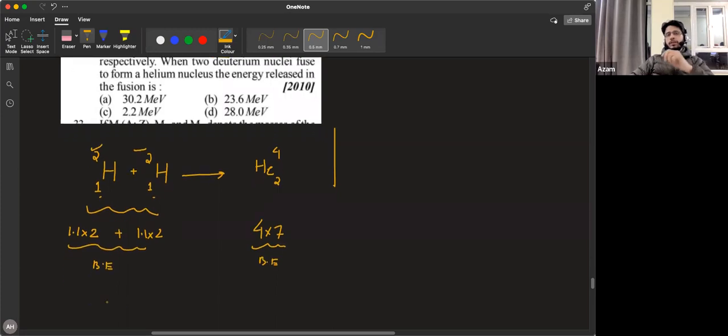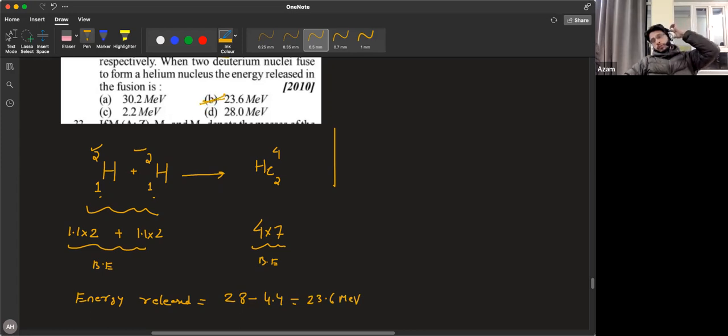So the energy released would be 28 minus this. So this is 2.2, 2.2, 4.4. So this will be 23.6 mega electron volt.